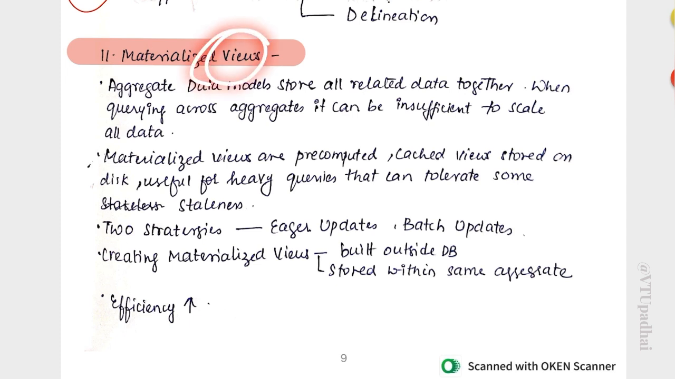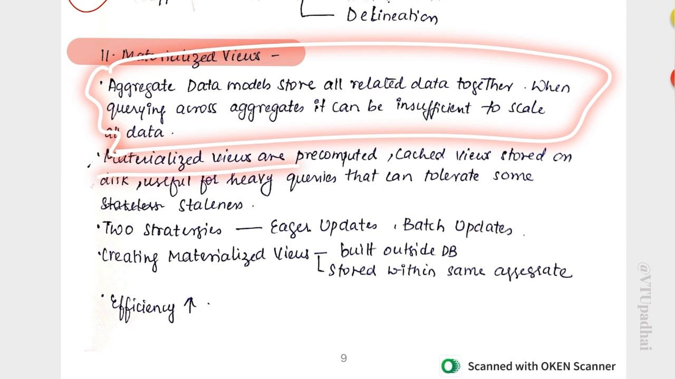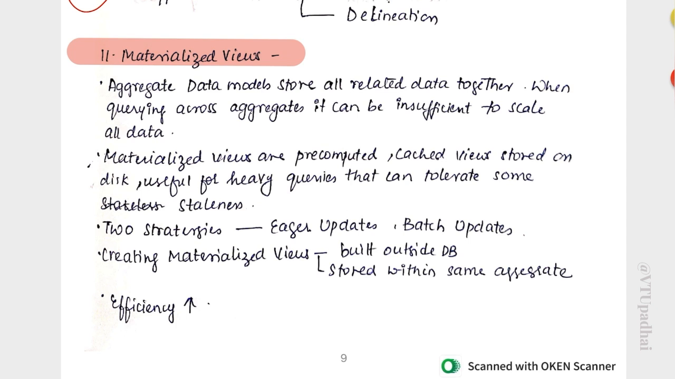So views help us get the customized view of the data which we want. But one drawback is that these views are very expensive. They are computationally expensive, especially when we involve complex queries and large data sets. To overcome this problem, we come up with materialized views. Materialized views are pre-computed cached views stored on the disk, useful for heavy queries that can tolerate some staleness. That is, a materialized view is a pre-computed view which stores the results of a query physically, typically on a disk. It's like a regular view, but instead of computing the results on the fly, the results are cached and stored.